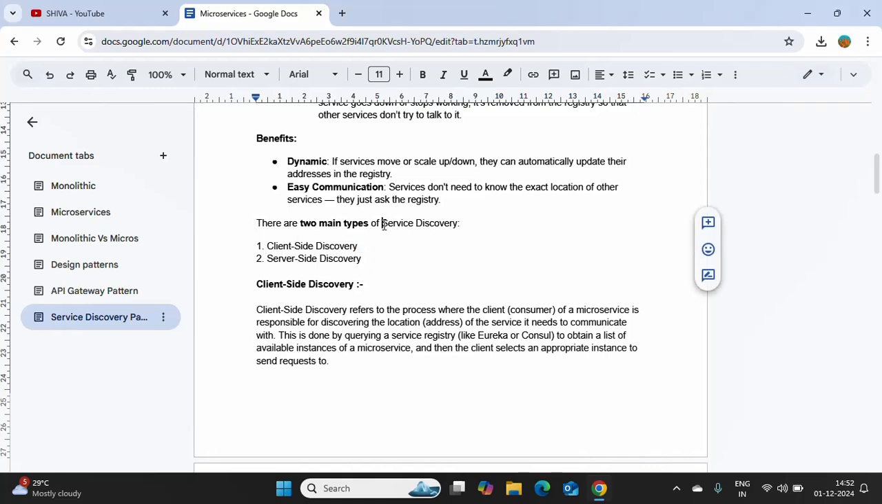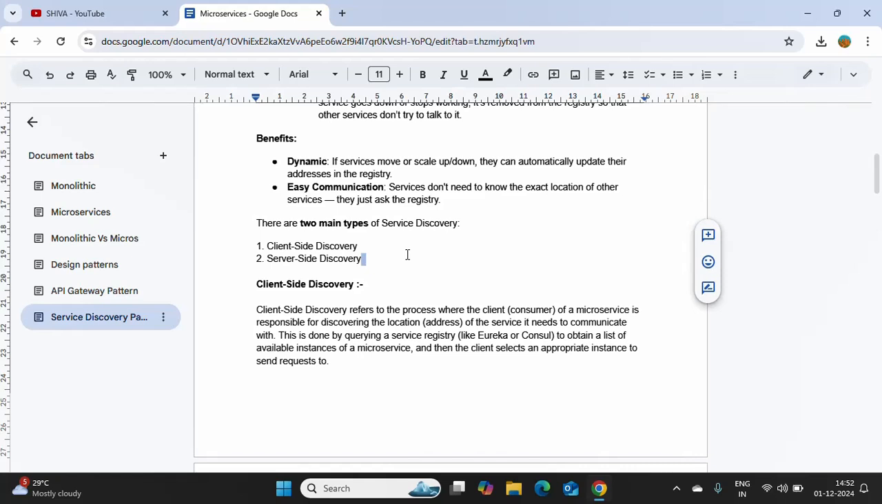The service discovery pattern is divided into two types. The first one is the client-side service discovery pattern. The second one is the server-side service discovery pattern. But before discussing these two, let's first discuss the service discovery pattern at a high level.